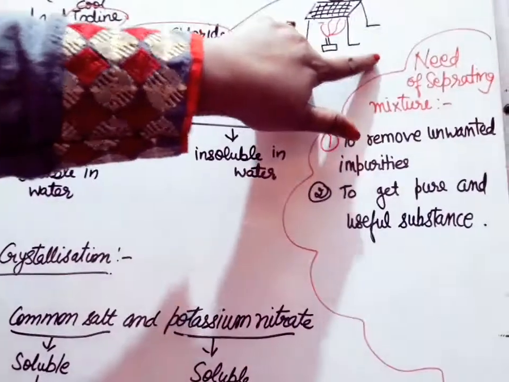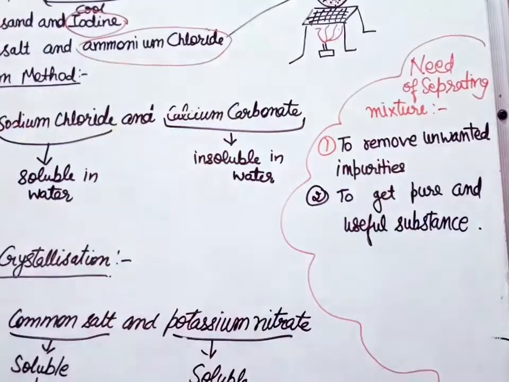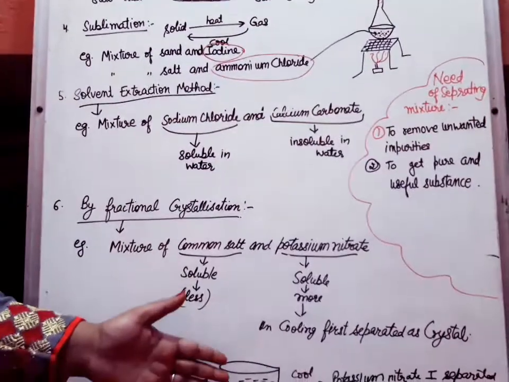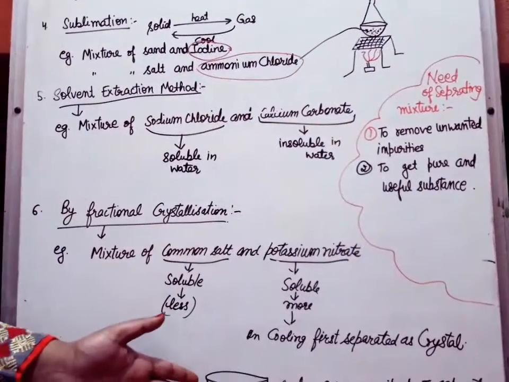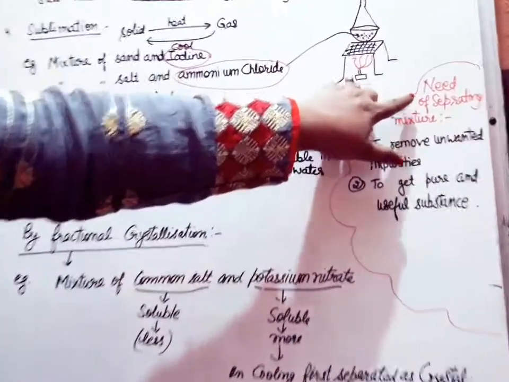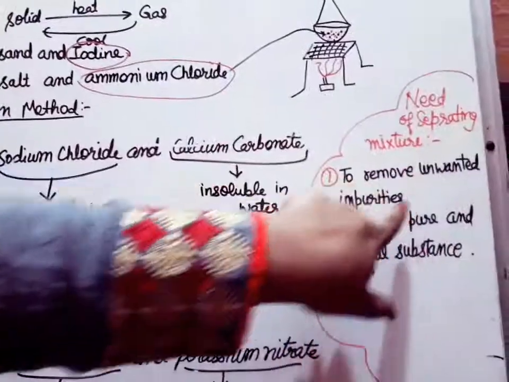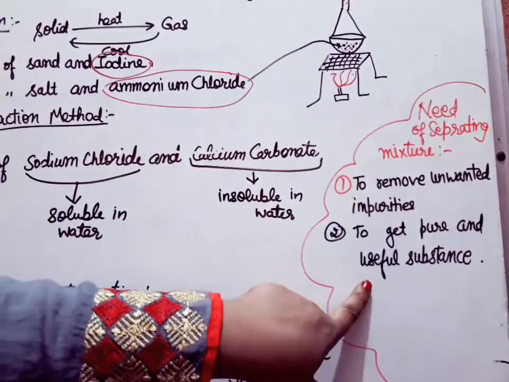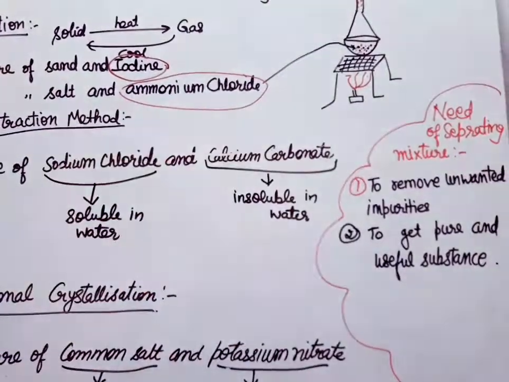One part was left. What is the need of separating the mixture? Why have we separated these mixtures? And why are we studying about this separation of the mixture? Because we need to separate the mixture to remove the unwanted impurities and to get the pure and useful substance. So we need to separate the mixtures.